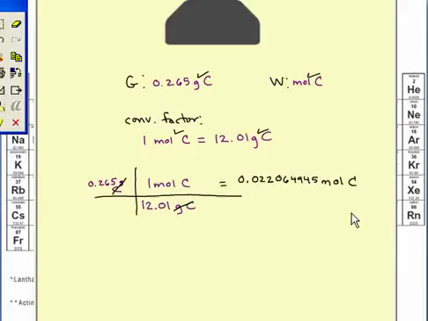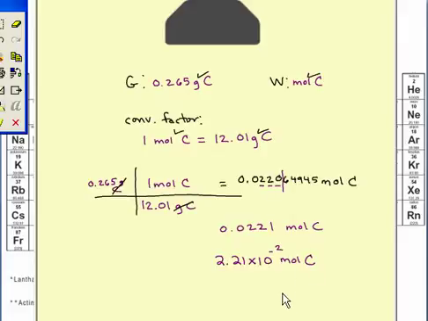Okay, so let's look at sig figs. I'm going to use my given value as my significant figure indicator. I have 3 sig figs, so my answer can have 1, 2, 3 sig figs. There's my last allowable sig fig. I look to the right. That's greater than 5. So 0.0221 moles of carbon. Now, if your calculator is giving you your answer in scientific notation, this is what it would be.